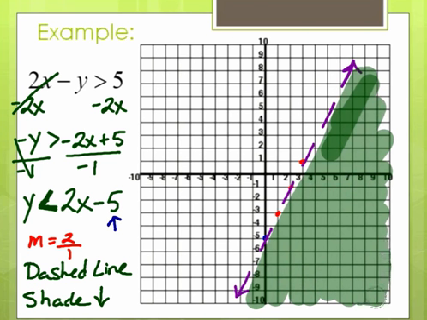Alright, there we go. Just remember once again that anytime that we have an equation or an inequality, excuse me, that is not in slope-intercept form, that we need to solve for y first in order to determine if it's a dashed line or a solid line and where the shading will occur.